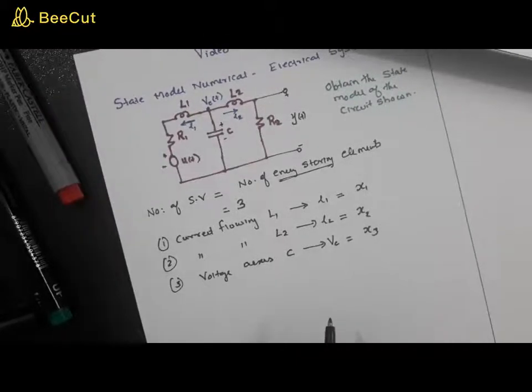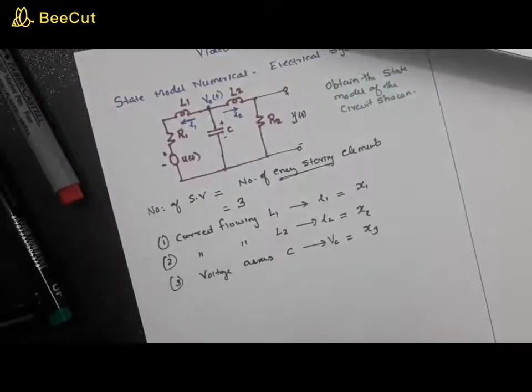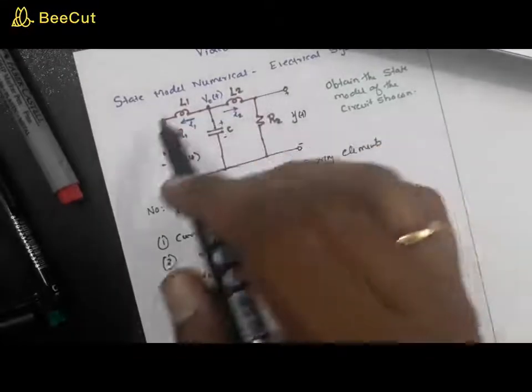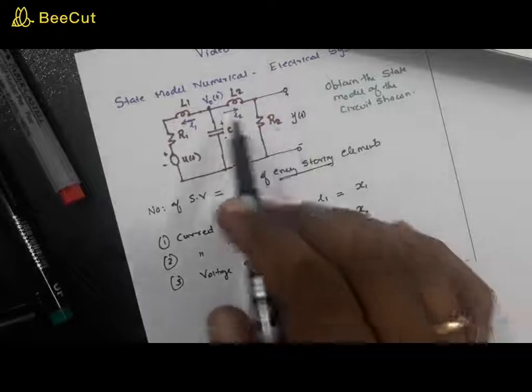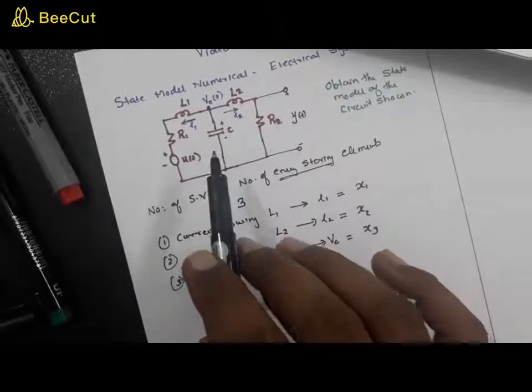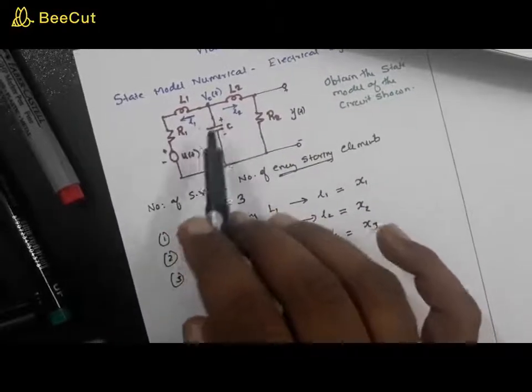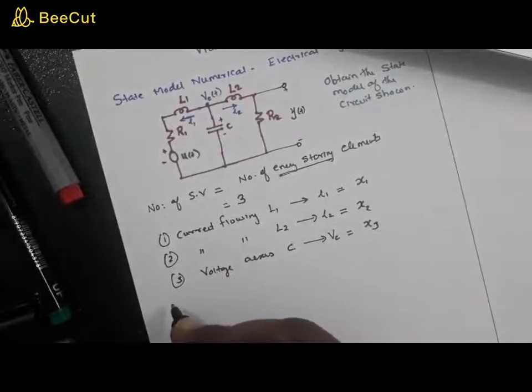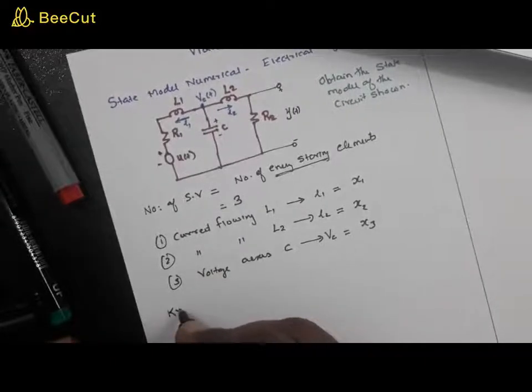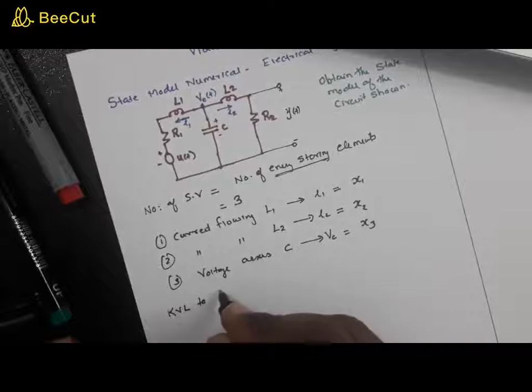Now, in order to get the state equations, what you need to do is get as many equations as possible from this network. You can see that it is a two mesh network, so you can apply KVL to both the loops, KVL to loop 1.